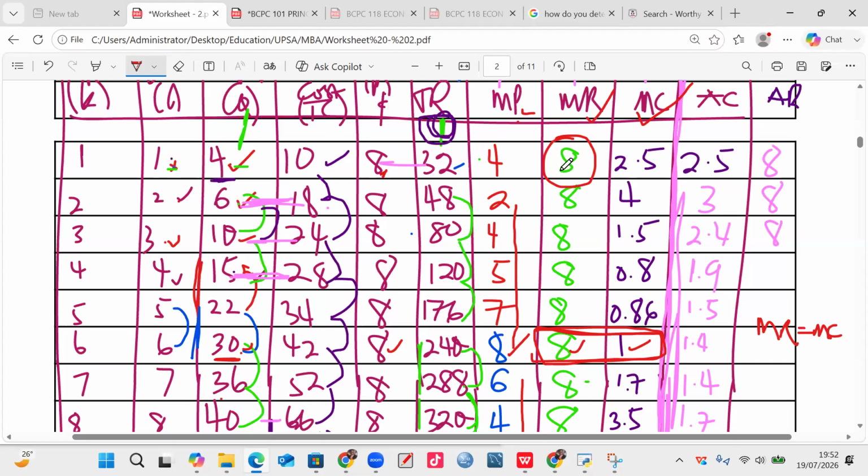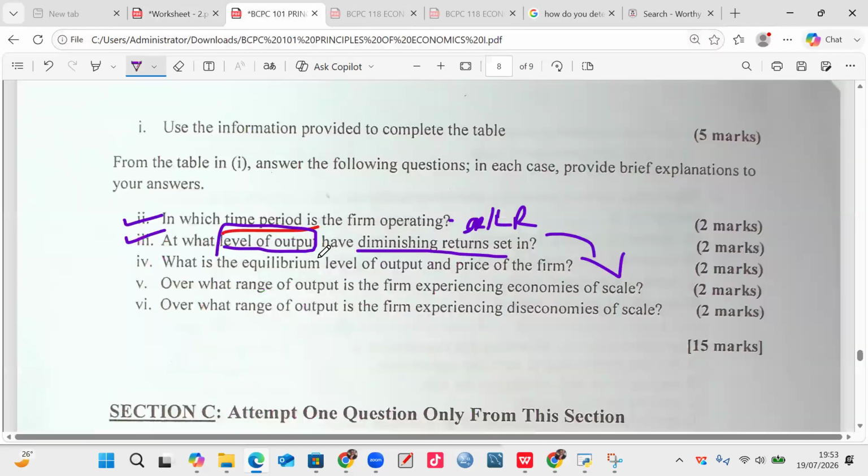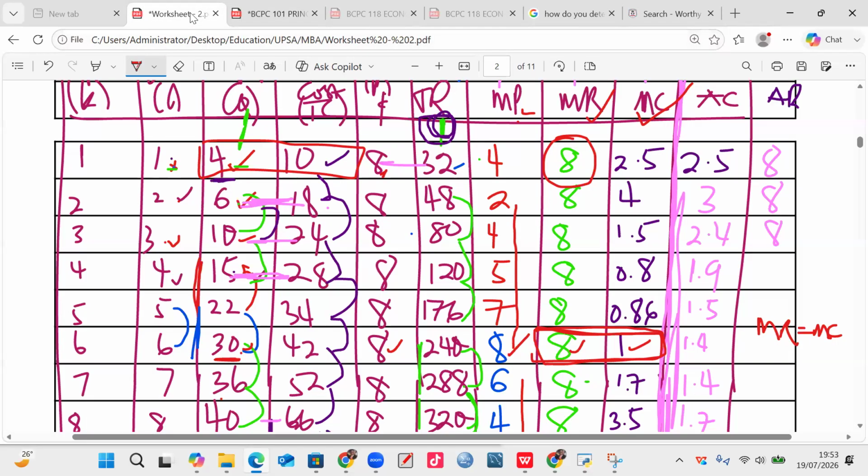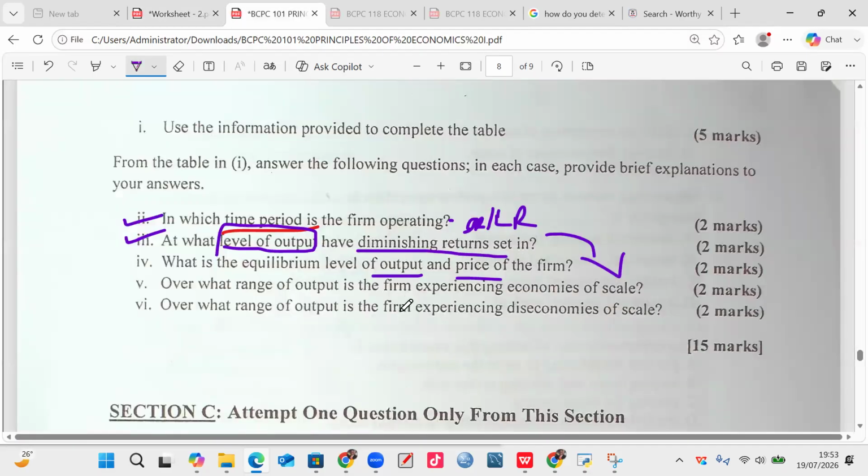So from what we are saying, we can pick this level of 4 and 10, because from the 8 downwards, MR is greater than MC throughout. Are you good? MR is greater than MC throughout. So we can pick 4 and 10, which can be the equilibrium. What level of output and price? The output could be 4, sorry. Output could be 4 and the price will be 8. So the equilibrium level of output is 4, then the price is 8.